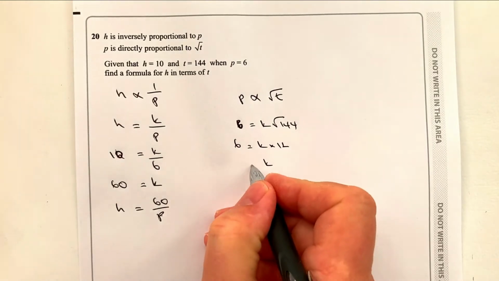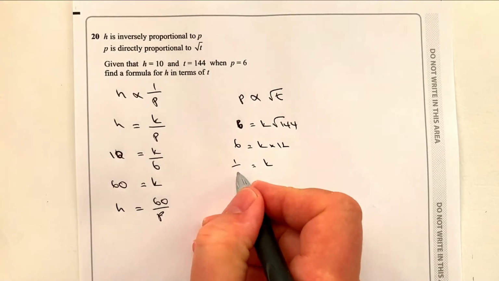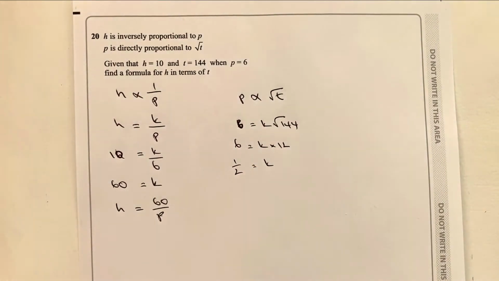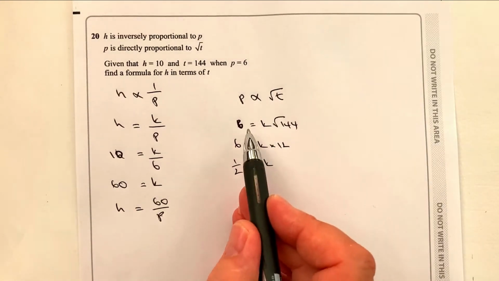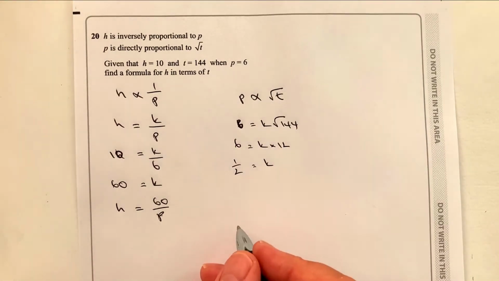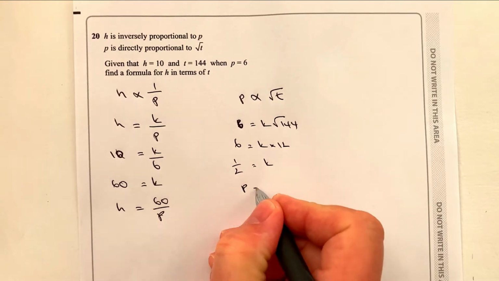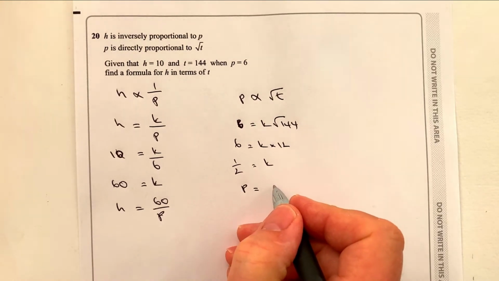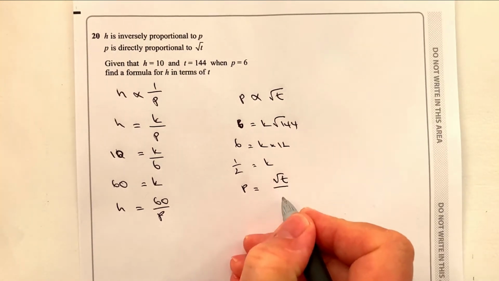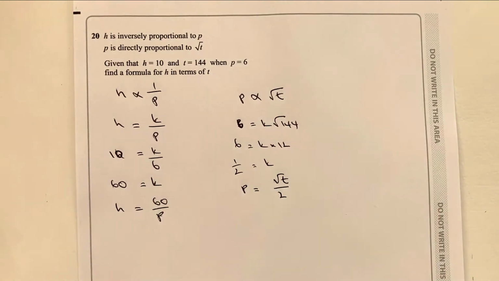Okay, so k must equal 6 divided by 12, which is 1/2. So now I've got a formula that I can put together, which is going to be p equals root t over 2, or if you prefer, a half root t. That's perfectly fine, whichever way you write it.